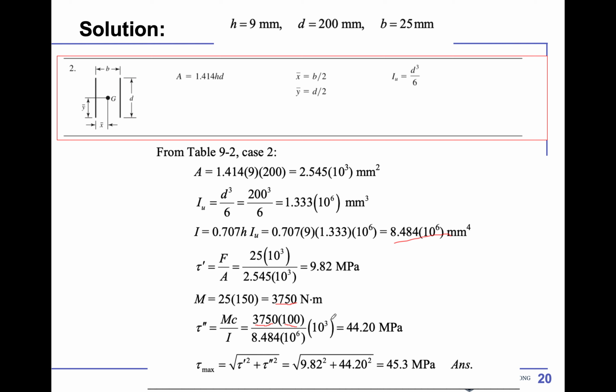You have to multiply by 1000 because in this calculation, F is actually in kilonewtons, moment is in newton meters, and c is in millimeters. So you just have to sort out the units in here, and I is in millimeters to the fourth power. So make sure the units are aligned with each other. So you get 44.2 megapascal, and this is tau prime, tau double prime, and the total stress is adding those two together. That's the total stress.